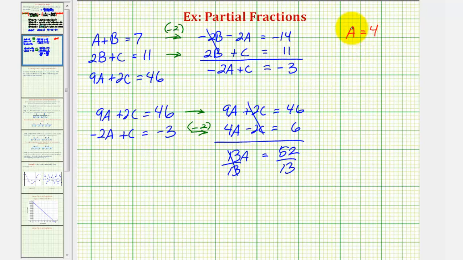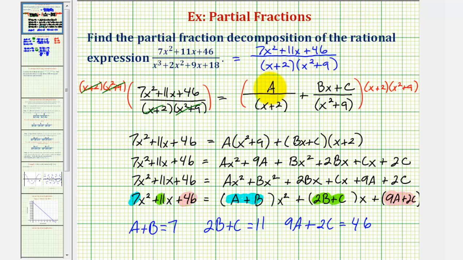Well, notice here, if a is 4, we know a plus b is 7, so b has to be 3. And if b is 3, 2 times b would be 6. 6 plus 5 is 11, so c equals 5. These are the values that we needed to find the partial fraction decomposition. We'll now substitute a, b, and c here, here, and here, and this will be our partial fraction decomposition.